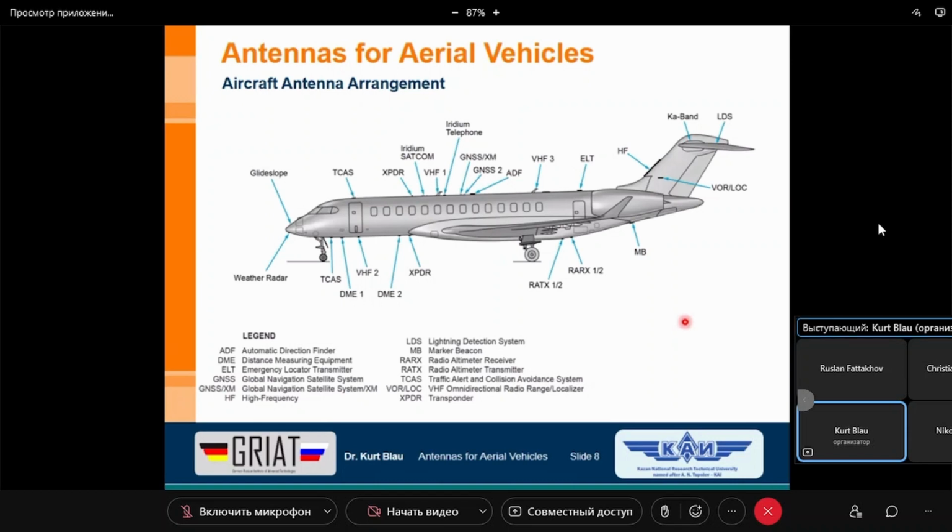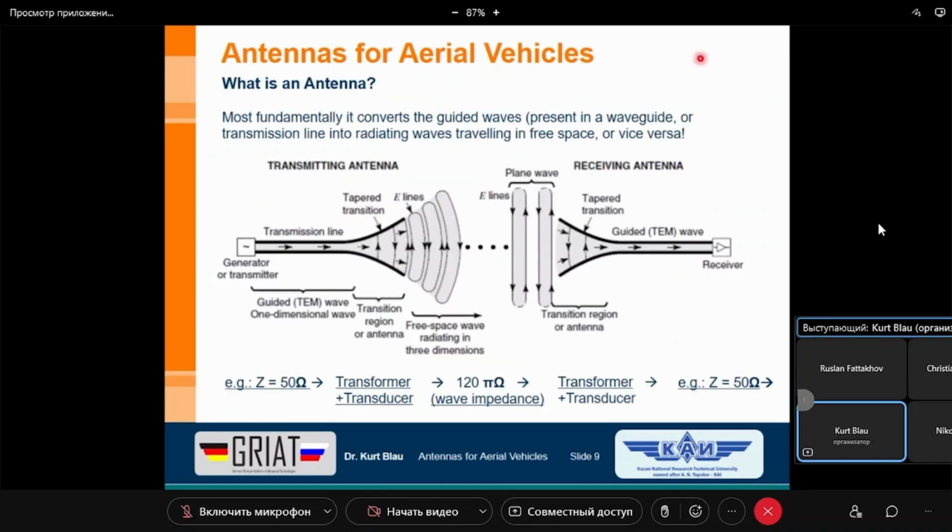Now let's come to the question, what is an antenna? What is the purpose of an antenna? The first sentence, what you can find here, is most fundamentally, it converts the guided waves, for instance, present in a waveguide or transmission line, into a radiating wave traveling into free space, or vice versa. So we have some keywords which we have to explain in detail.